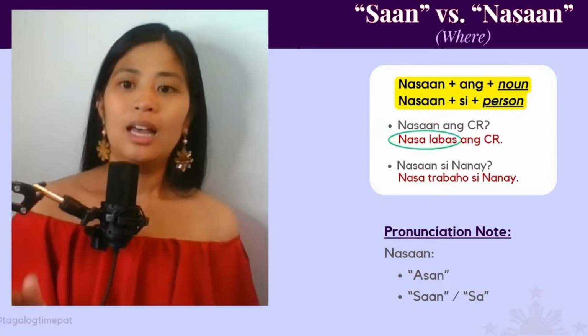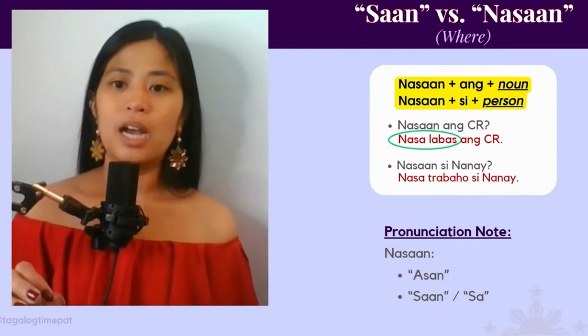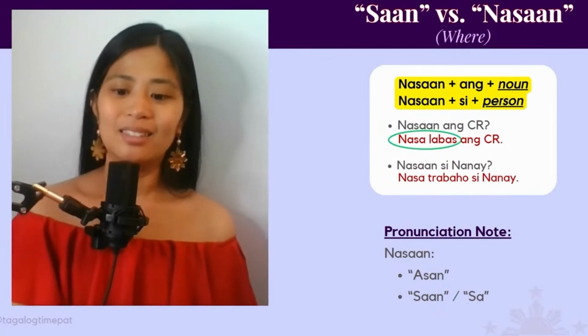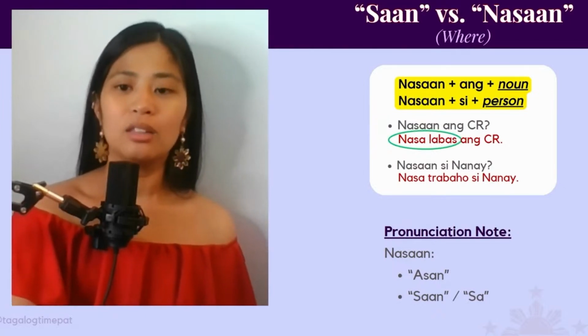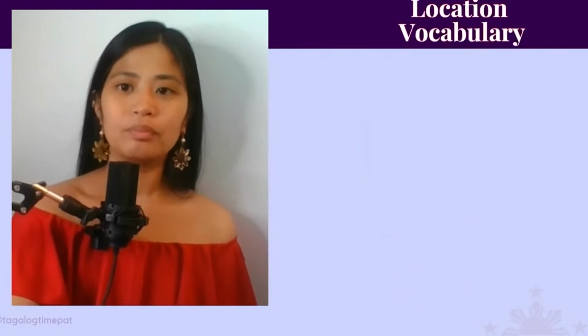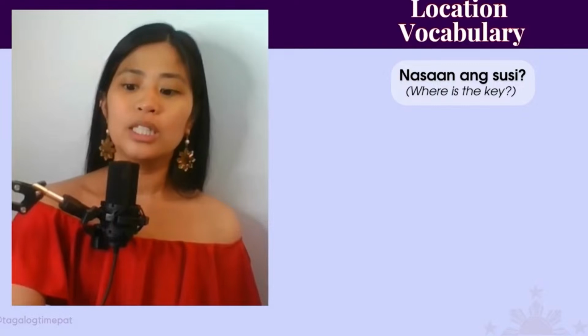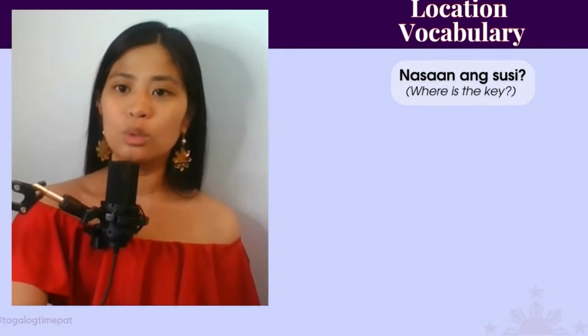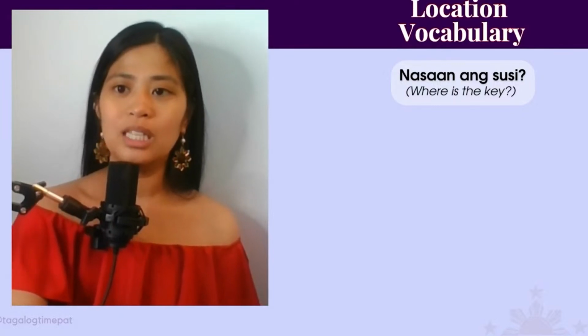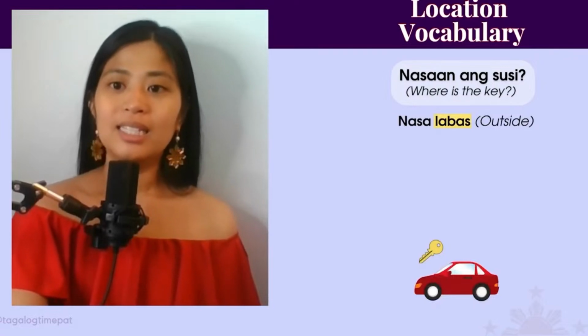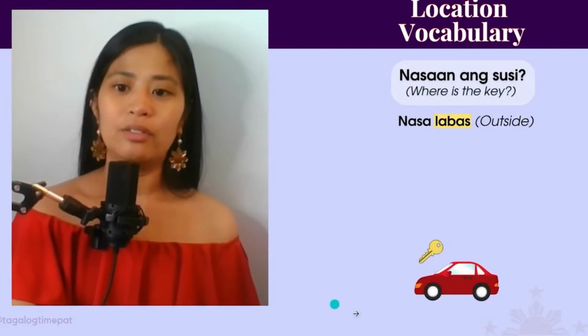Okay? Now let's take a look at this response. Nasa labas. Nasa labas ang CR. The bathroom is outside. These are the location vocabulary. So let's take the question, nasaan ang susi? Where is the key? Susi is key. Nasa labas, it's outside of the car.